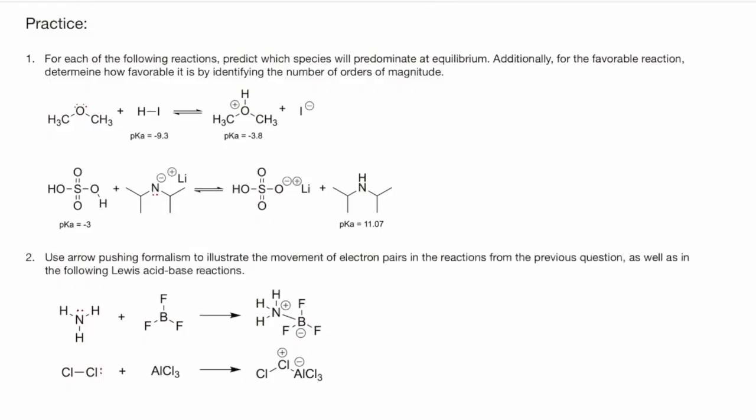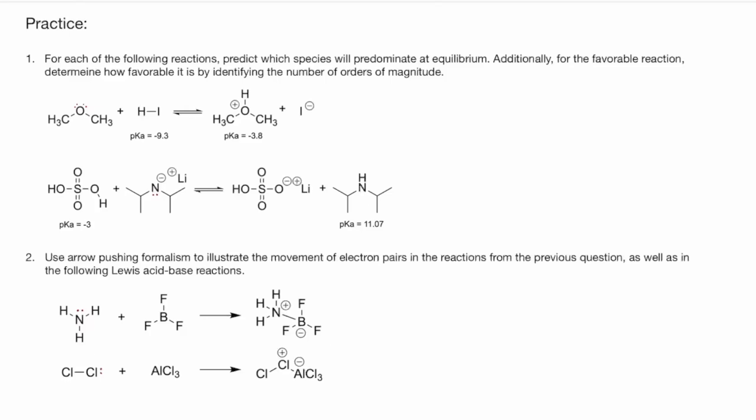As always, let's do some practice. For each of the following reactions, predict which species will predominate at equilibrium. Additionally, for the favorable reaction, determine how favorable it is by identifying the number of orders of magnitude. Feel free to pause the video and try these problems on your own first.